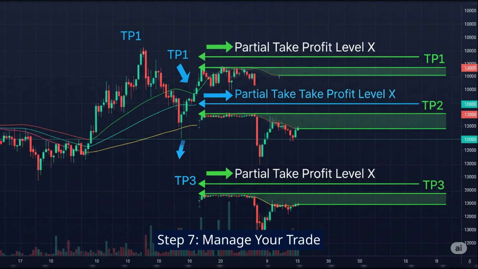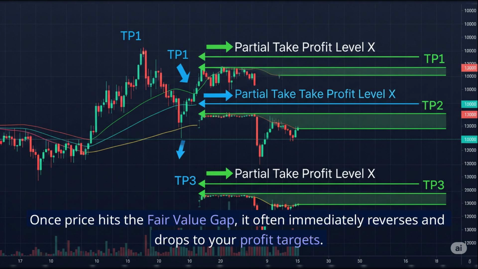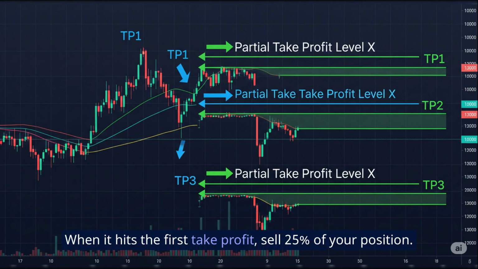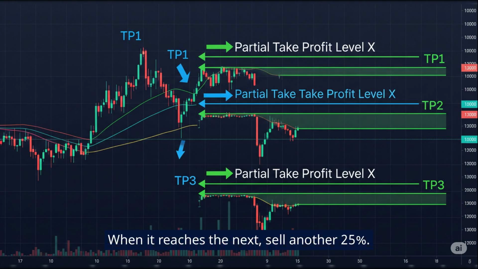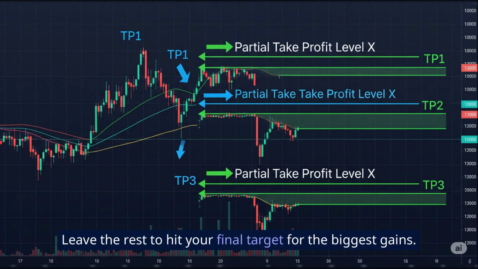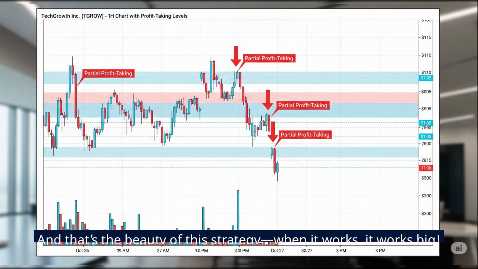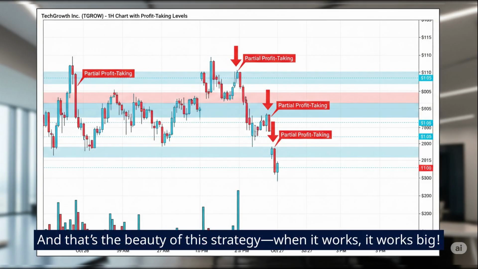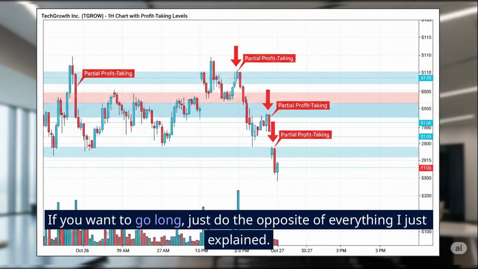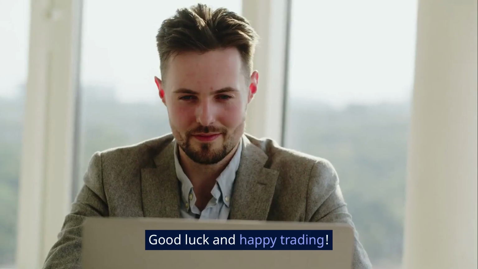Step 7. Manage your trade. Once price hits the fair value gap, it often immediately reverses and drops to your profit targets. When it hits the first take profit, sell 25% of your position. When it reaches the next, sell another 25%. Leave the rest to hit your final target for the biggest gains. And that's the beauty of this strategy when it works big. If you want to go long, just do the opposite of everything I just explained. Good luck and happy trading.